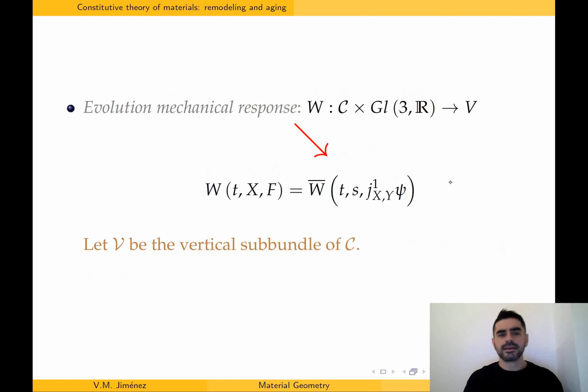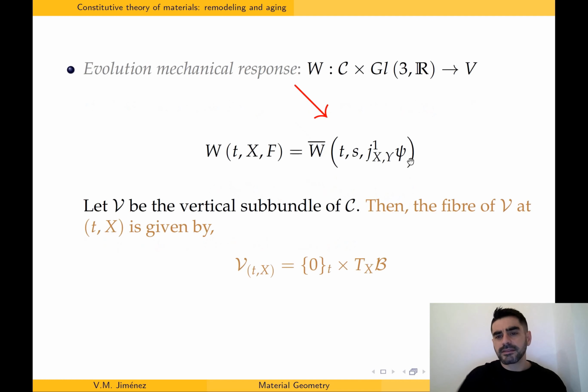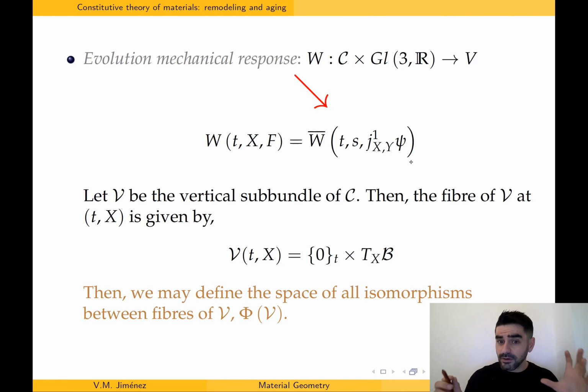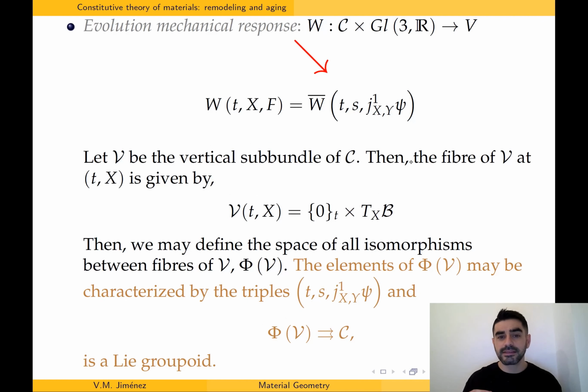So let me take the vertical subbundle of C, B. Then the fibers of V at a given point will have this shape, and we can also consider the space of all linear isomorphisms between these fibers. This space is denoted by this, and it is in fact a Lie groupoid, and the elements of this Lie groupoid, the morphisms, are characterized by these triples.